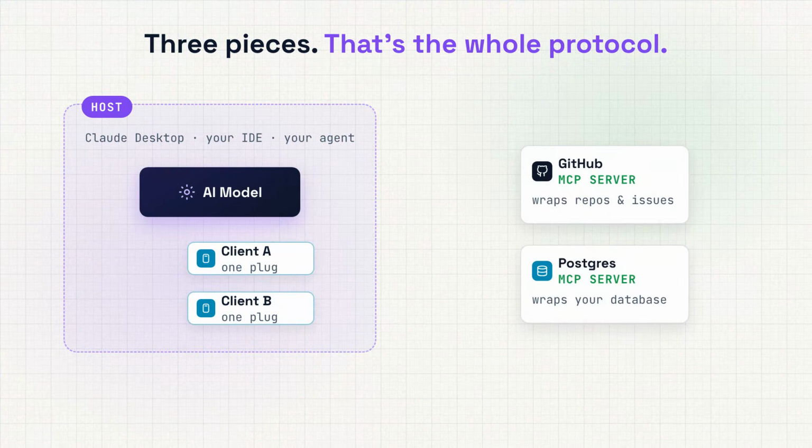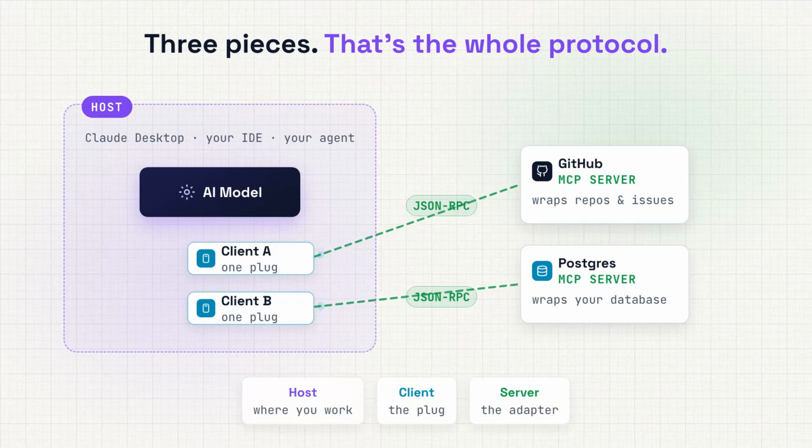On the other end sits a server. A server wraps one tool or data source, your GitHub, your database, and exposes it in the language MCP understands. Each client talks to exactly one server, back and forth, using a simple message format called JSON RPC, one plug, one socket. That's it. Host is where you work, client is the plug, server is the adapter. Learn these 3 words and you understand MCP.